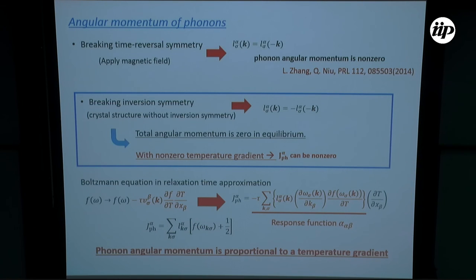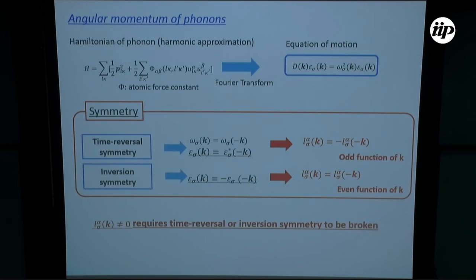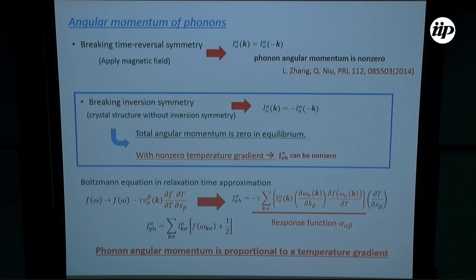So breaking time reversal symmetry is somewhat obvious. If we break the time reversal symmetry, then we only have an inversion symmetry. So angular momentum is an even function of k. By summing up all the phonon modes with a Bose distribution function, the total angular momentum is non-zero. So it is somewhat as expected.